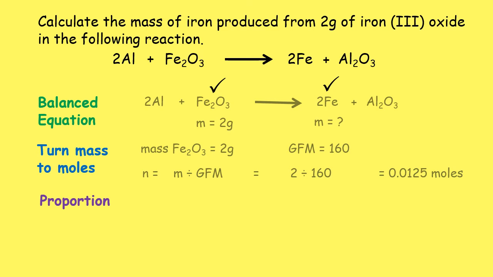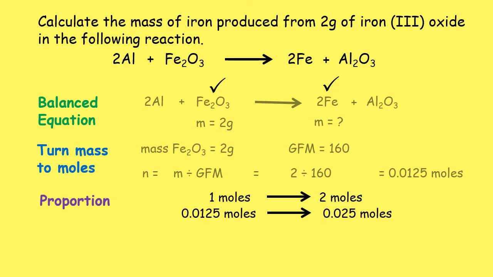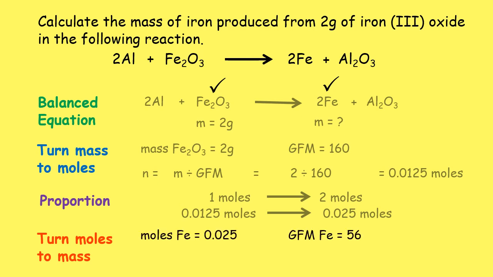We use proportion and the mole ratio. So 1 mole goes to 2 moles. So 0.0125 moles goes to 0.025 moles. Now we turn our moles into a mass. So the number of moles of iron is 0.025. The gram formula mass of iron is 56. And what we do is we do a multiplication.